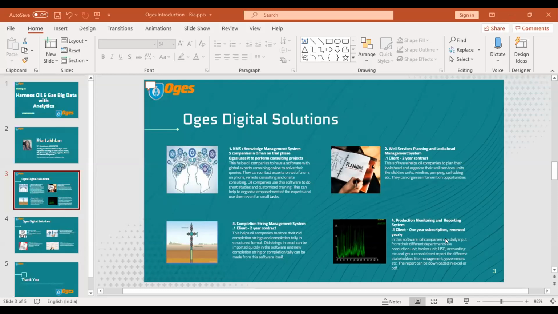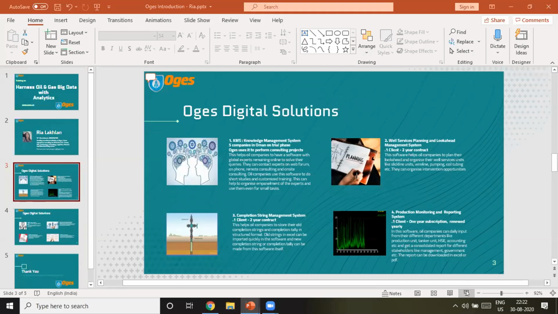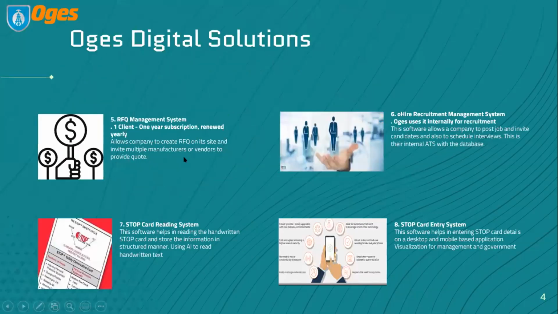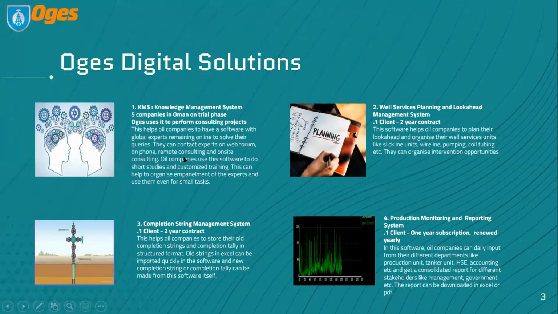Now, OGIS, as you are aware, and as I mentioned earlier, is an oil and gas consulting firm which makes digital solutions for the oil and gas industry. So far, OGIS has made 8 such solutions, which I would like to touch upon briefly. The good thing is, luckily, all the names of the solutions are self-explanatory.